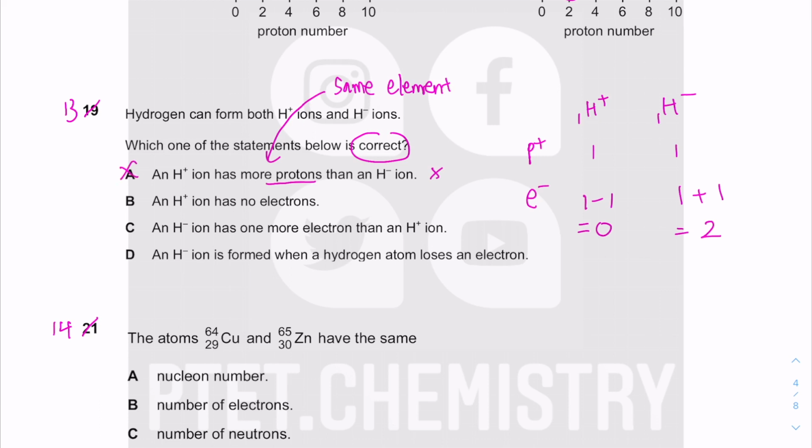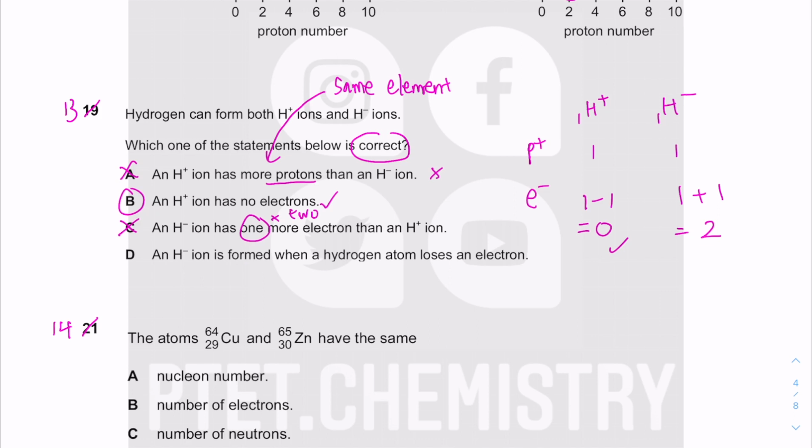Alright, H plus has no electrons. That is correct. H minus has one more electron than an H plus. Well, H minus has 2 more electrons than a H plus. So 1 is incorrect. It's got 2 more electrons than a H plus, which has no electron at all. D must also be incorrect, since we already worked out B is the correct answer.